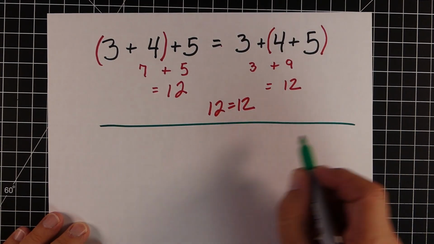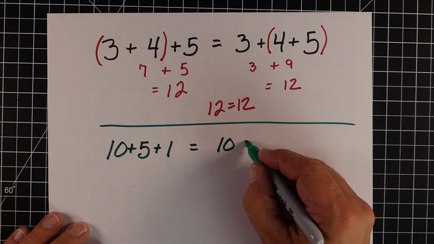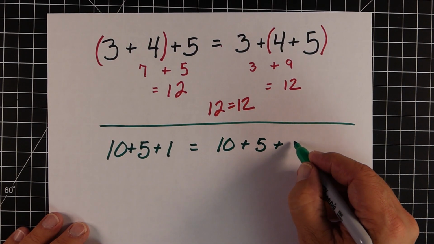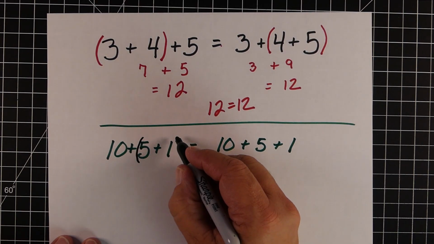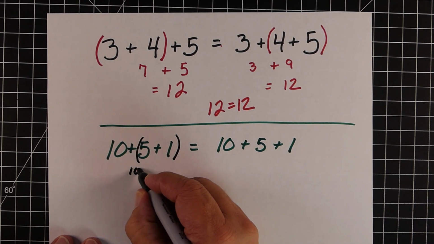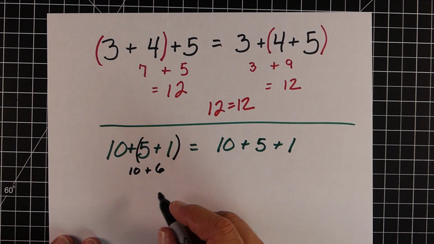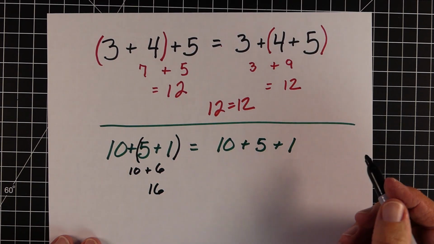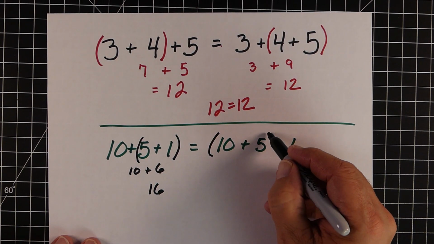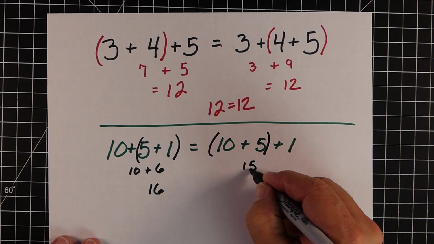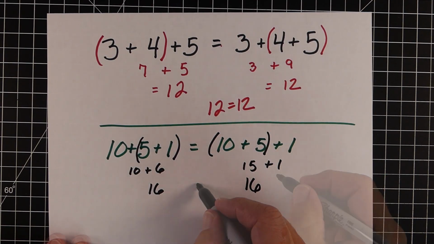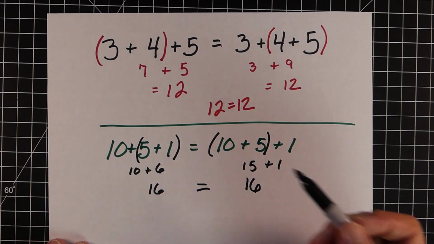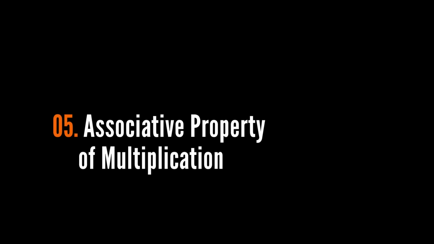So here's another example. Let's say we're adding 10 plus 5 plus 1, and we're going to do this on both sides. We can group it either way. So on the left side, if we group 5 plus 1 first, it's going to give us 6. 10 plus 6 will equal 16. On the right side, if we group the 10 plus 5, we're going to get 15 plus 1. It's also going to equal 16. So either way we end up with the same thing.